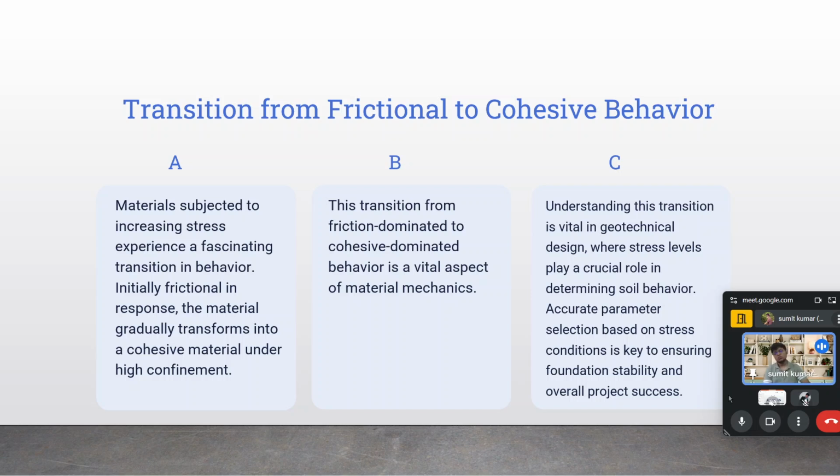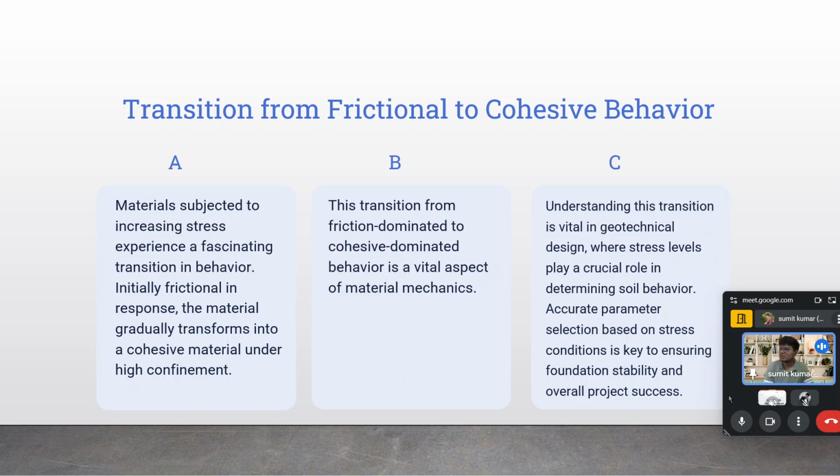But how? The materials are subjected to increasing stress, basically stress increased step by step from 1 to 2 to 3, 3 to 4. Over there we can see that a fascinating transition behavior is experienced. Initially frictional in response, the material gradually transforms into a cohesive material under high confinement. This transition from friction dominated to cohesive dominated behavior is a vital aspect of the material mechanism.